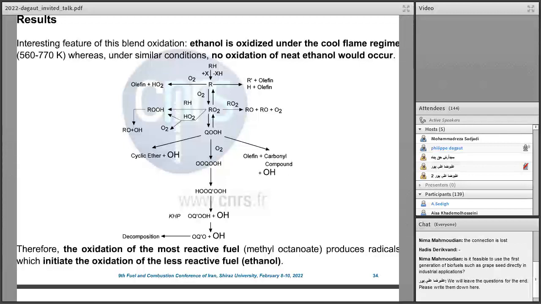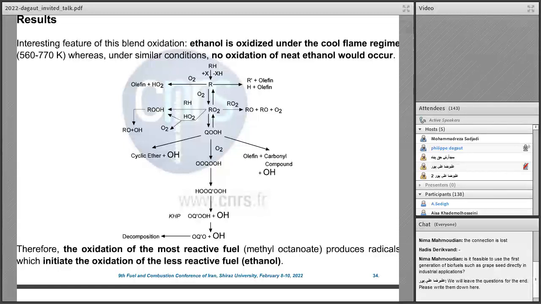Well, the fuel is first attacked by radicals, mostly OH radicals. You produce a first radical, which is peroxidized by reaction with O2. You get this peroxy radical. By internal isomerization, transfer of an H atom, you get this intermediate radical, which can also be peroxidized by addition of O2.